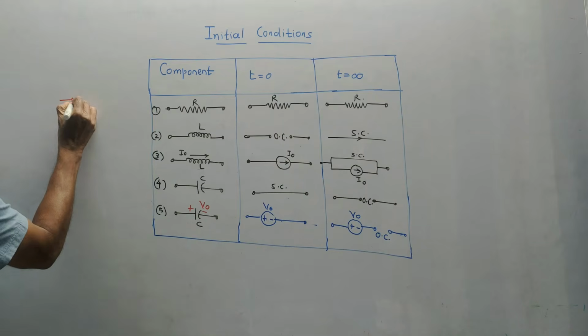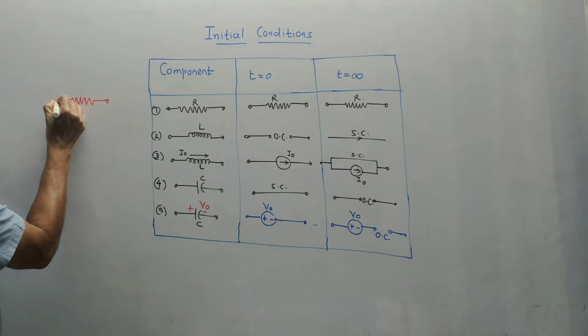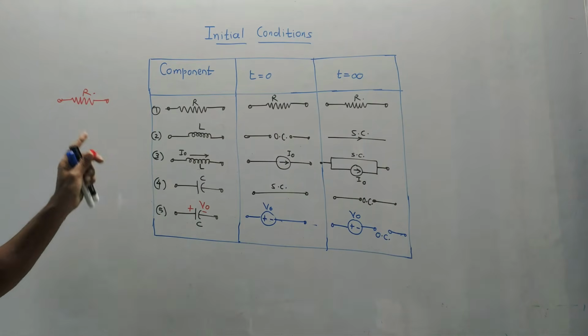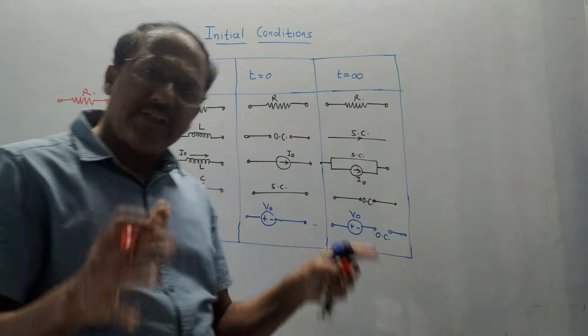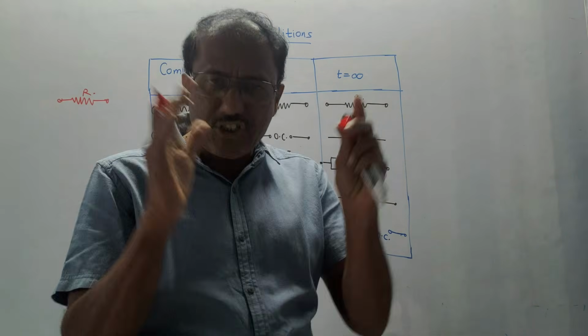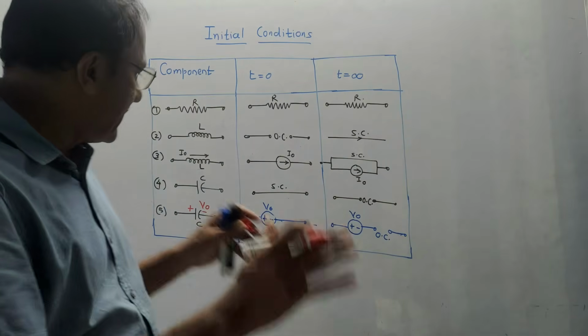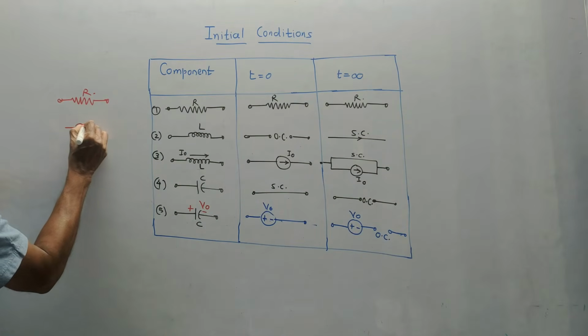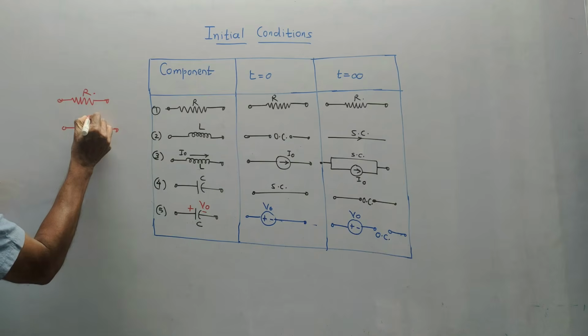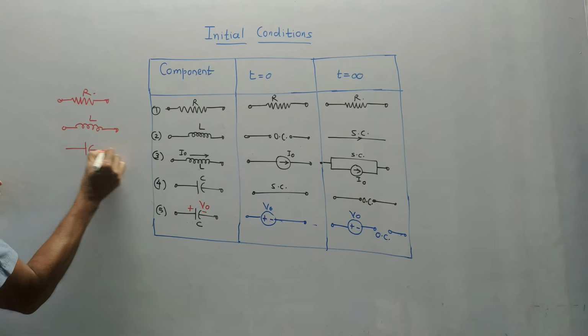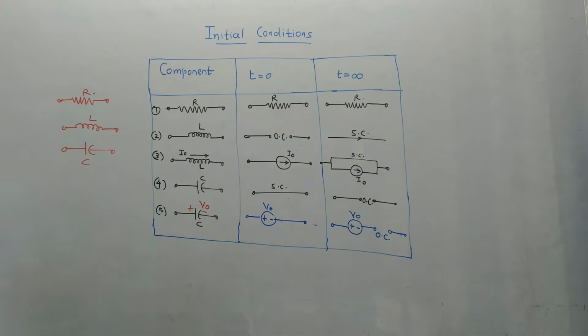If it is a resistor, we know that the symbol of a resistor is like this. There are no initial conditions because a resistor is not a storage device. So initial conditions exist if and only if it is a storage device. That means if it is an inductor like this or a capacitor, then there are initial conditions.